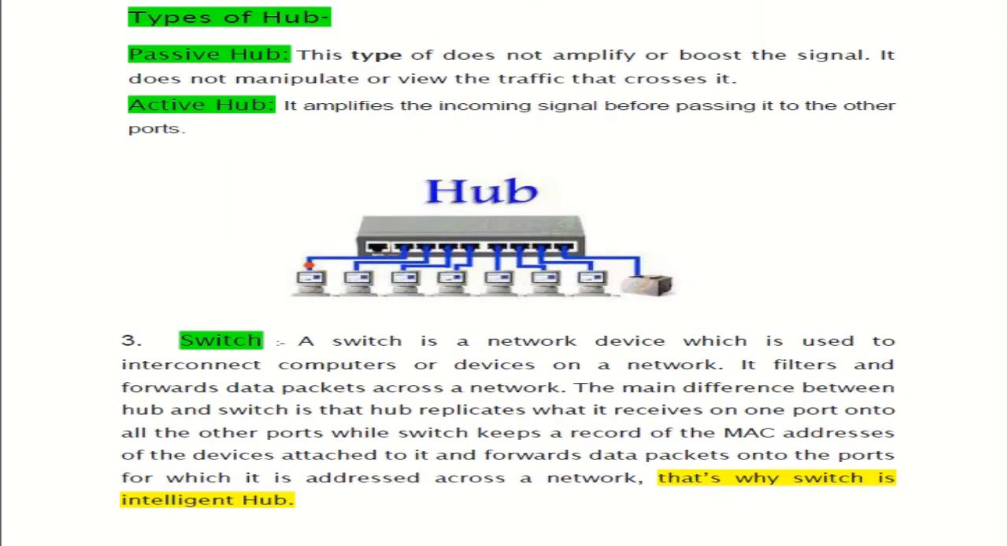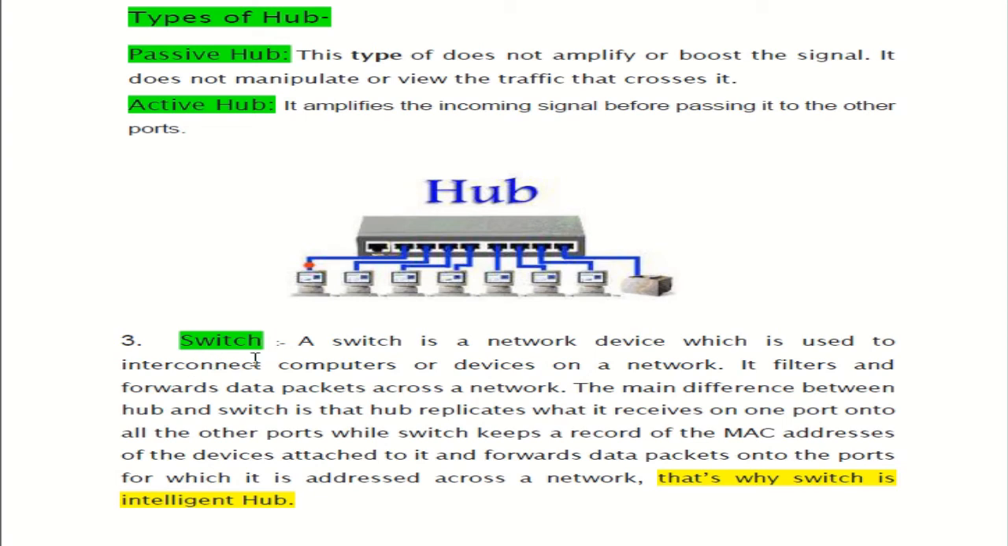Now, under hub there are various types of hub. First is the passive hub and second is the active hub. What do you mean by passive hub? This type does not amplify or boost the signal. It does not manipulate or view the traffic that crosses it. But an active hub amplifies the incoming signal before passing it to the other ports.